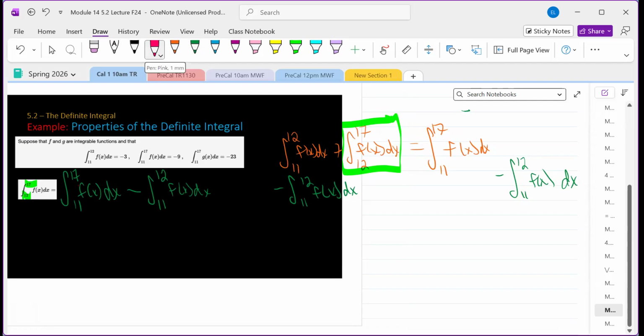Now I know the integral from 11 to 17 is -9. And I know the integral from 11 to 12 is -3. And I figured out that I needed to subtract those. So -9 minus -3 becomes plus 3. So we end up with -6.